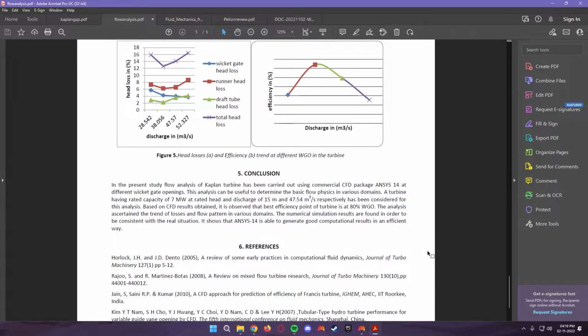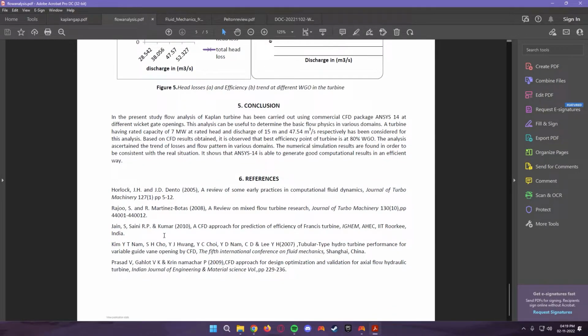Moving to the conclusion of this paper, in the present study flow analysis of the Kaplan turbine has been carried out using the CFD package ANSYS 14 at different wicket gate openings. The numerical simulation results were found to be consistent with the real situation. It shows that ANSYS 14 is able to generate good computational results in an efficient way. Here are the references.